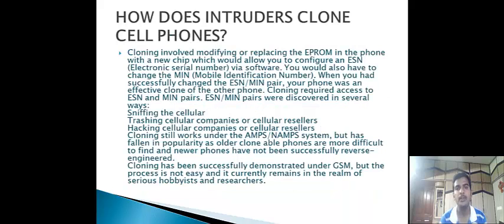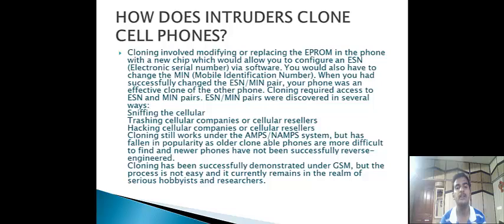And let's see how intruders clone cell phones. Cloning involves modifying or replacing the EEPROM in the phone with a new chip, which would allow you to configure an ESN via software. You would also have to change the MIN. When you had successfully changed the ESN-MIN pair, your phone was an effective clone of the other phone. Cloning required access to ESN and MIN pairs. ESN-MIN pairs were discovered in several ways: sniffing the cellular phone, trashing cellular companies or cellular resellers, hacking cellular companies.